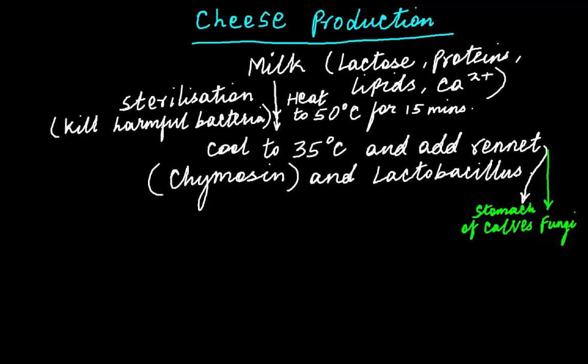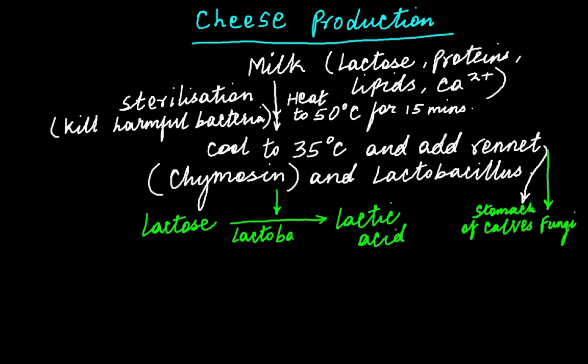Now what does the renin do? I told you the renin will coagulate the milk. It will solidify the milk proteins. Is it clear? And the lactobacillus will convert the lactose in milk into lactic acid, which will activate the conversion of the protein into solid curd. Is it clear? Now, what does lactobacillus do? Like I told you, the lactobacillus will convert the lactose in the milk into lactic acid. So is a bacterium being used in the production of cheese? Yes, and that bacterium is lactobacillus.